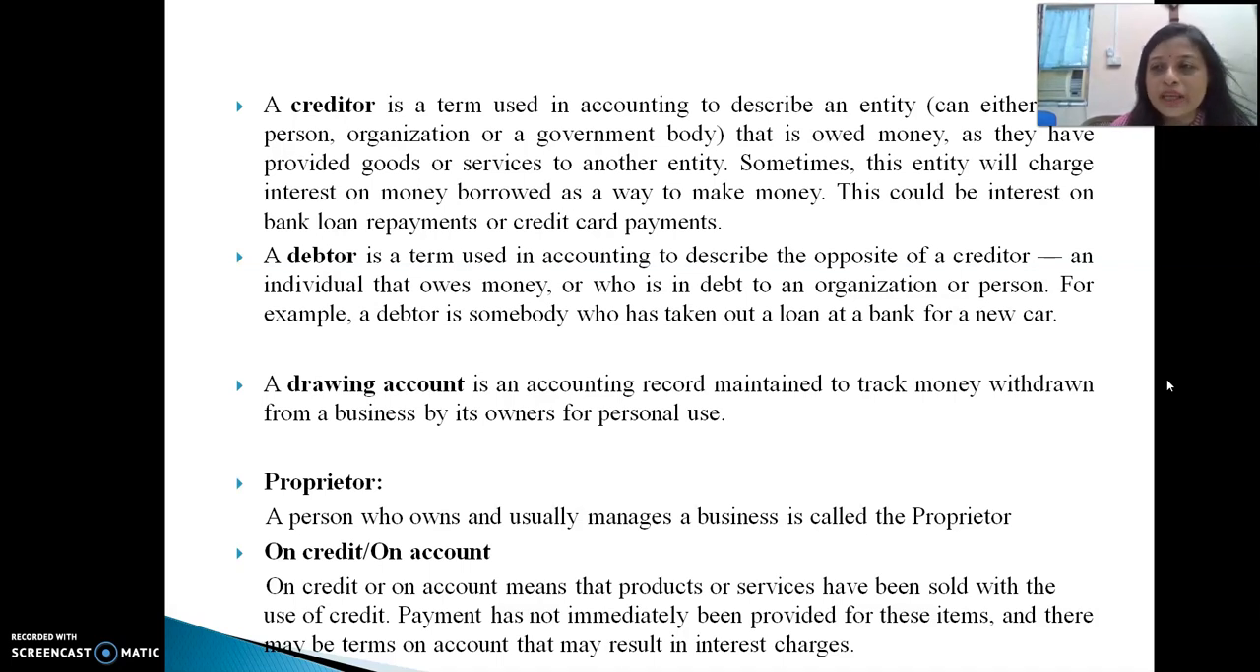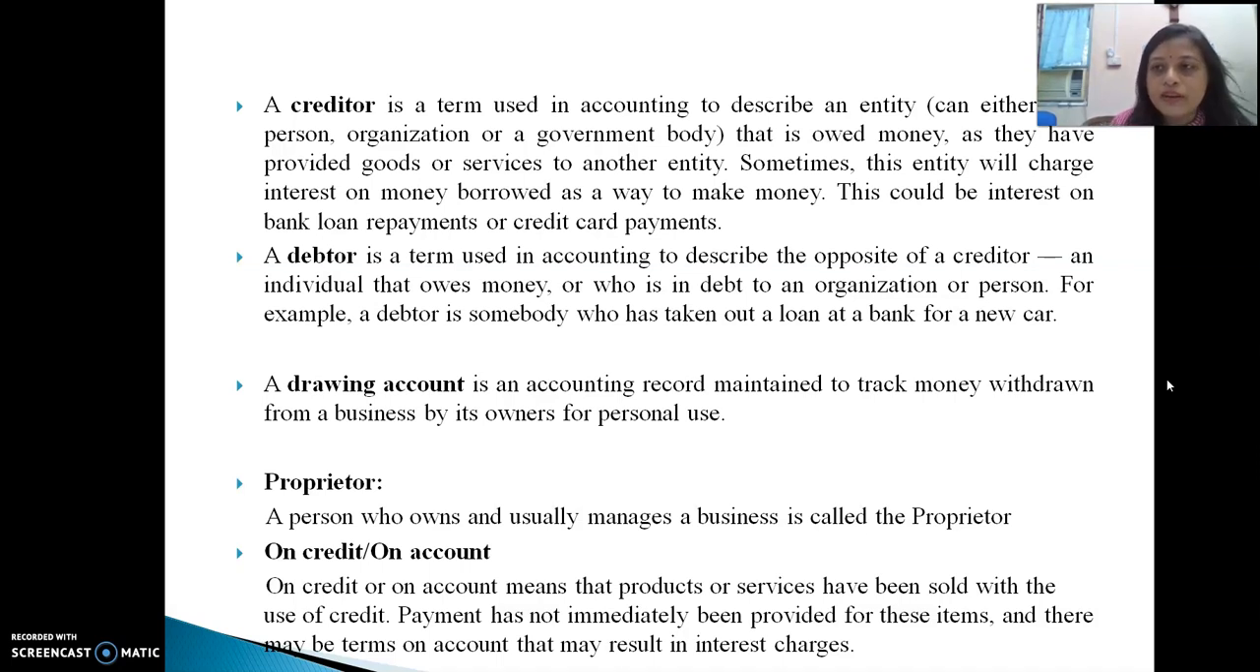Okay, the credit means the amount has not been paid yet. We will be paying that amount in a short time. We have not paid the cash yet, so that is called the credit. Okay, not paid the cash yet, but we will be paying. So that is called credit.